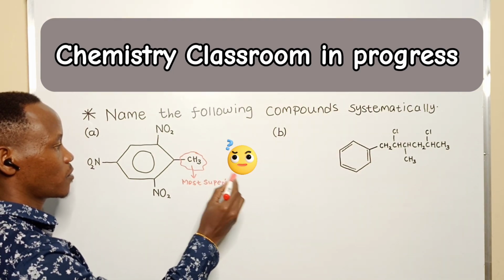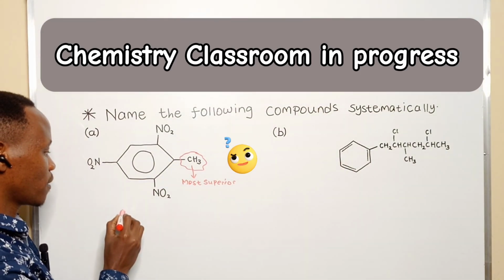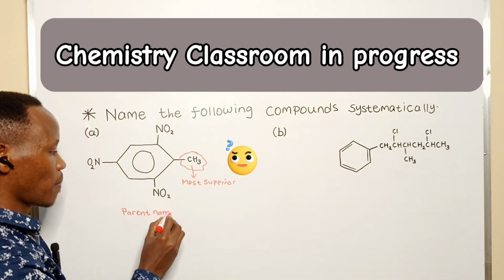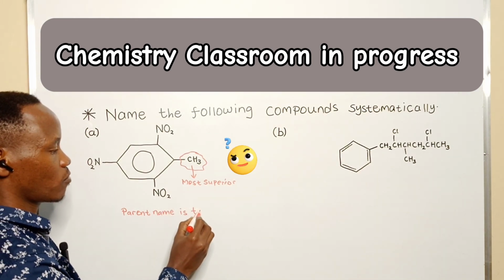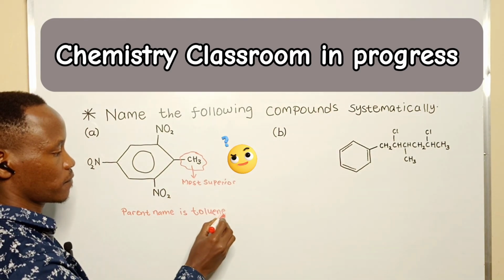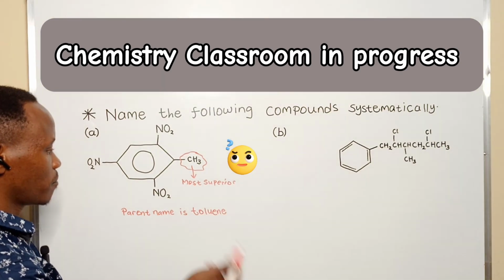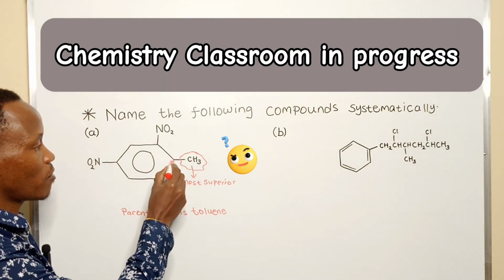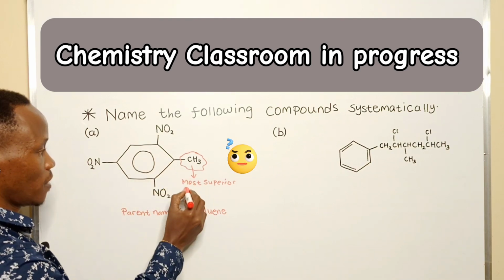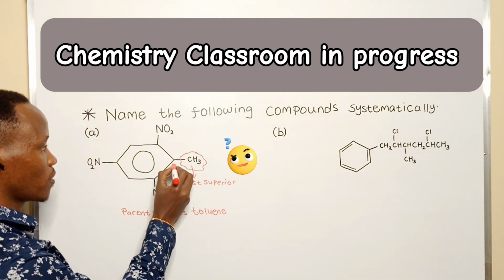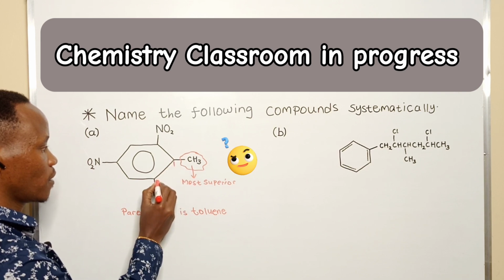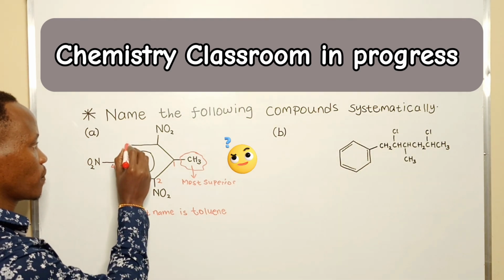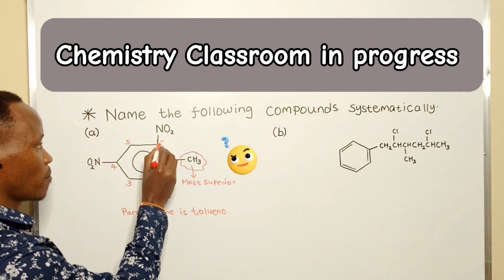And because this is the most superior, it therefore mandates that the parent name is toluene. After determining the parent name, the next procedure mandates that we must assign numbers to the carbon atoms on the benzene ring, starting from the most superior substituent. So this becomes number 1, this is number 2, number 3, number 4, number 5, and number 6.